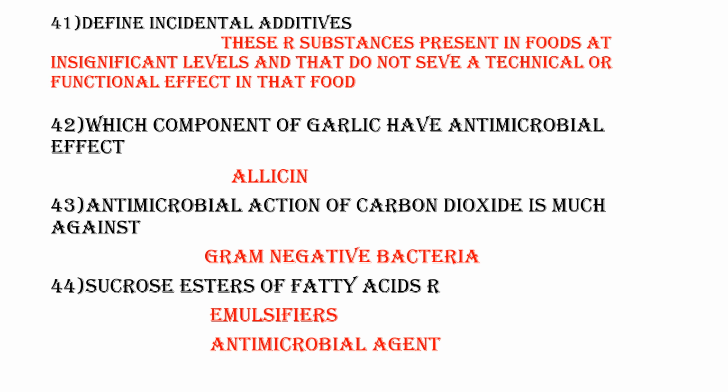For the second question, which component in garlic has an antimicrobial effect? We all know that allicin is the compound which gives the antimicrobial effect. For the third question, the antimicrobial action of carbon dioxide is much more against gram-negative bacteria. Sucrose esters of fatty acids are emulsifiers and antimicrobial agents.